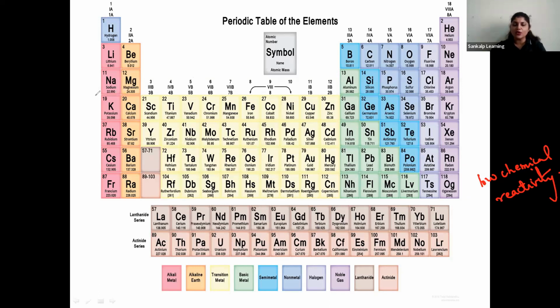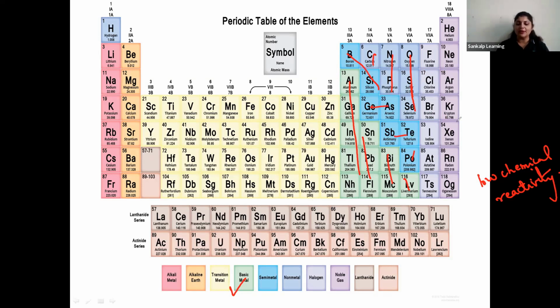Now, what are metals? These are metals on the left side of the periodic table, and on the right side of the periodic table they are called non-metals. You can see here, basic metals in blue color. These are all metals. And non-metals are in purple color. These are all non-metals. And these are semi-metals, or they are called metalloids.